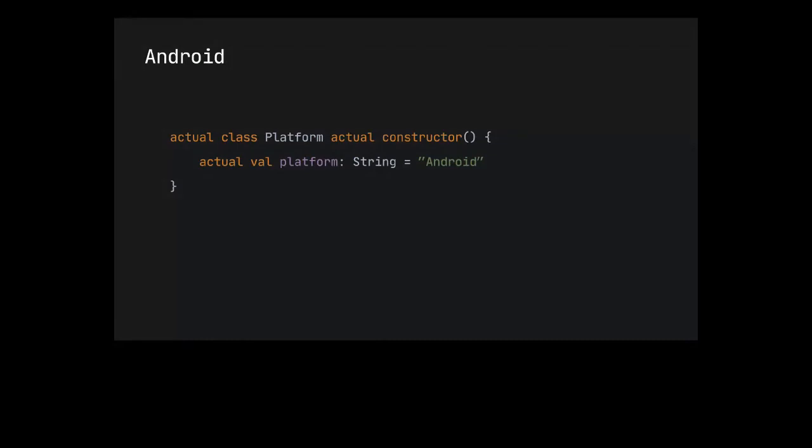So this is a very simple example where I'm providing a particular string for Android. So that's what the actual keyword is. And the IDE gives you really nice icons to indicate that this is implementing an expected common class. So if you don't specify this, the IDE will give you an error.